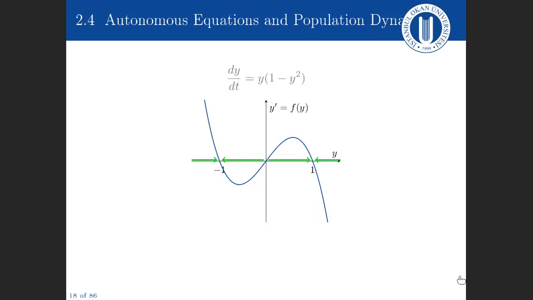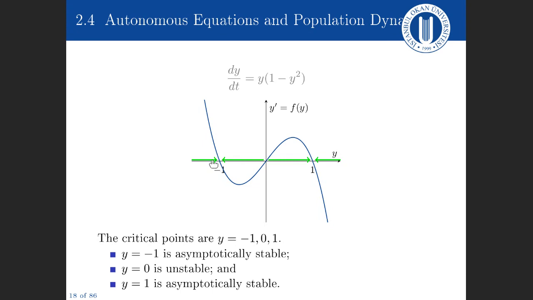We can read off the information that we need from this graph. The critical points, the equilibrium solutions, are where the graph crosses the y-axis. That's -1, 0, and 1. And then we can classify each one as asymptotically stable, unstable, or semi-stable by looking at the green arrows. First of all, at -1, 2 arrows pointing towards it. This is asymptotically stable. At 0, 2 arrows pointing away. This is unstable. And at 1, this is asymptotically stable.